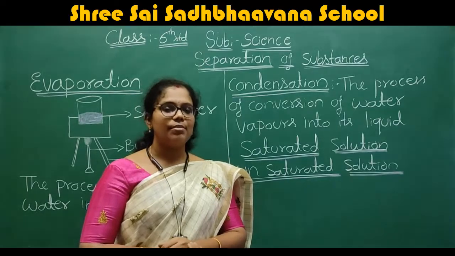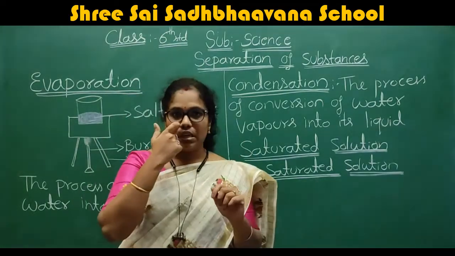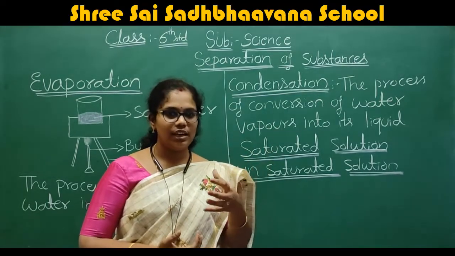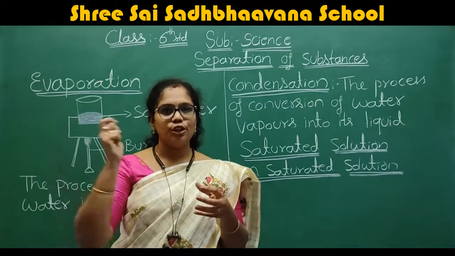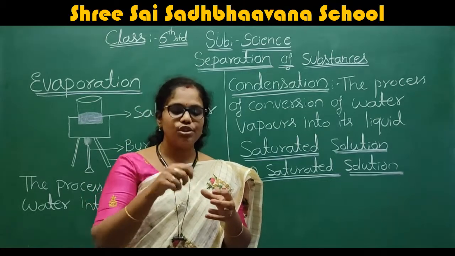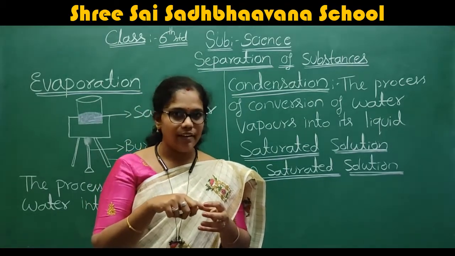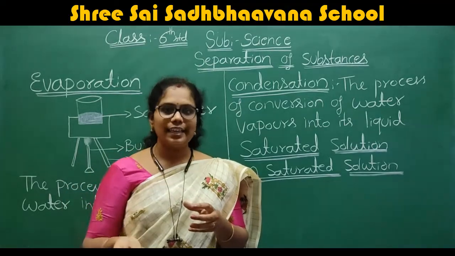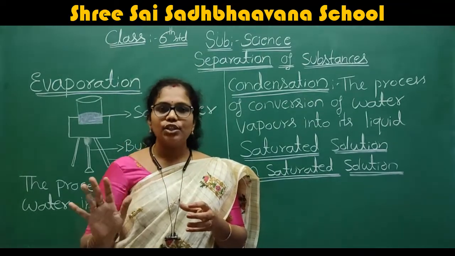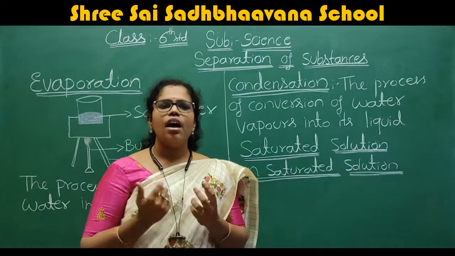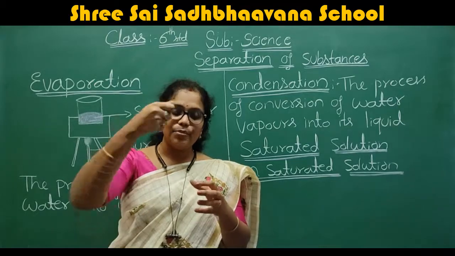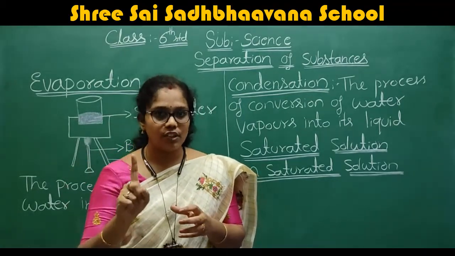Let me take one example for saturation. First, take one glass of water. For that glass of water, I'm going to add salt or sugar, anything you can take. I'm going to add sugar. I first add 1 tablespoon of sugar and stir it. Again I take another spoon of sugar, add, and stir. Continuously, I am doing this 4 to 5 times. After a certain time, the sugar that I put into that solution is not dissolved in the water.